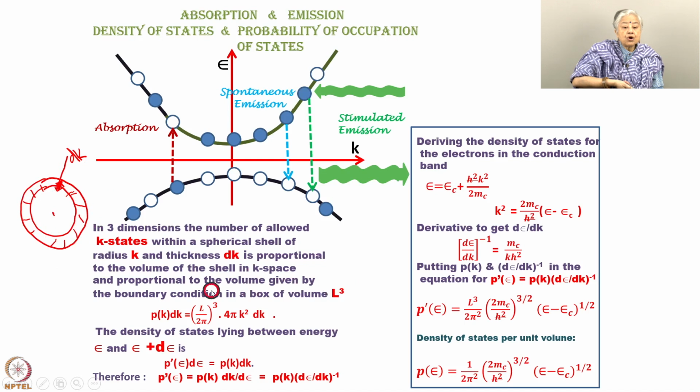And how can we do that? That is described as P k dk. What should it be? I am in the k space, and this is with a radius k. So, I should take the surface area of this sphere and then multiply by dk, which will give me the volume. The surface of a sphere is 4 pi k square, and if I multiply by dk, it will give me the volume of this small bit of thin sphere.